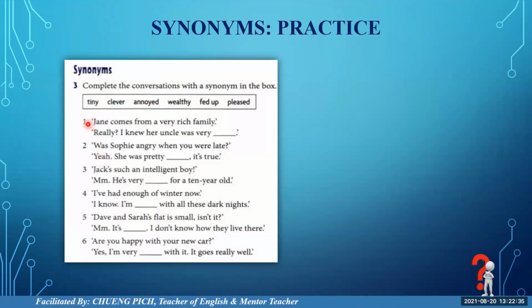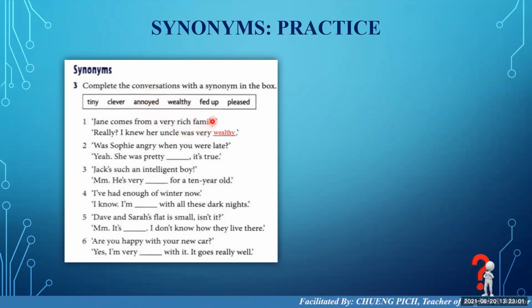So A says, Jane comes from a very rich family. Really? I knew her uncle was very... what is it? Can you choose one of them to complete? The answer is wealthy. Was very wealthy, the rich family. So you can see the adjective rich here, and then you can choose among these. Which adjective or word has a similar meaning to the word rich?